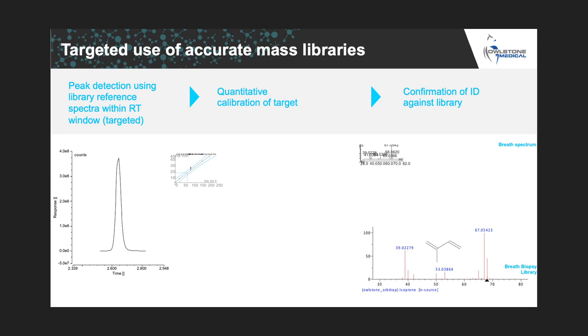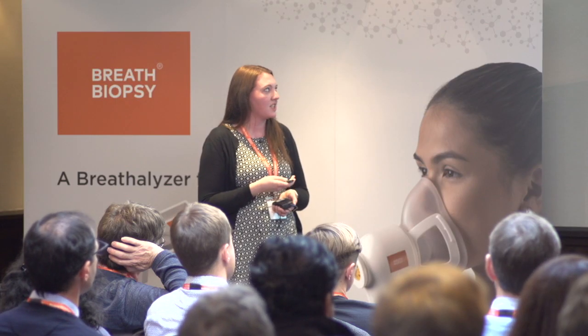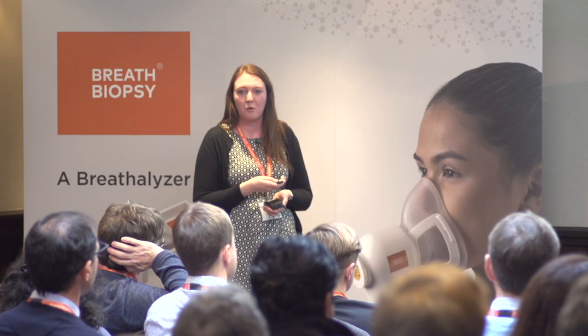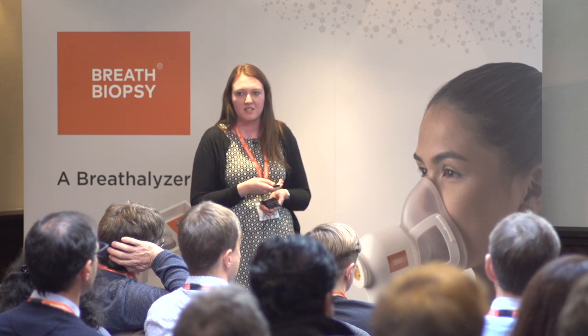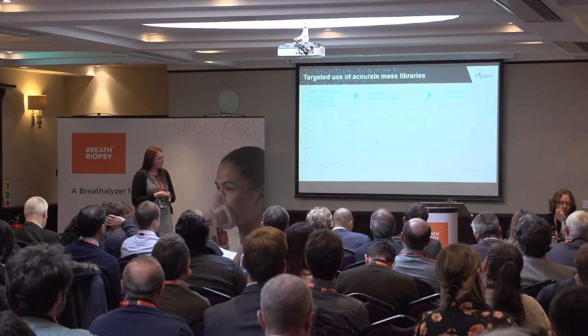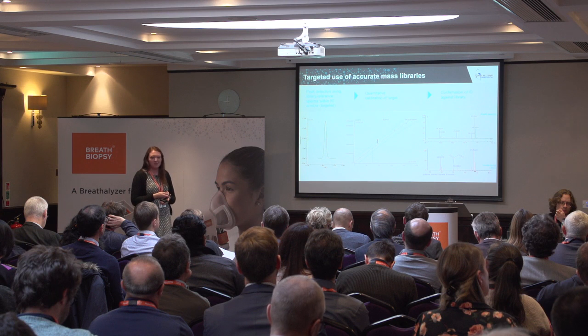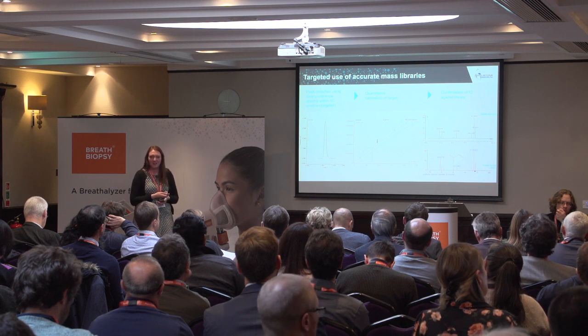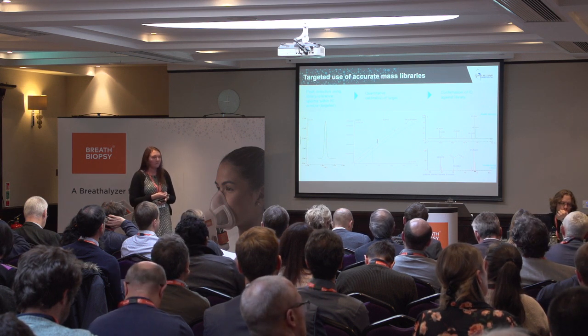So that's using the library and the accurate mass in a very untargeted way, but it can also be used for our target analysis, for our quantitation. By using the accurate mass library spectrum as a reference, we can extract peaks with confidence within known retention time windows, which then allows us to calibrate our target and quantify it across studies, across days, across samples. And again, just to make sure we extracted the right thing, we can compare it against the library once extracted.